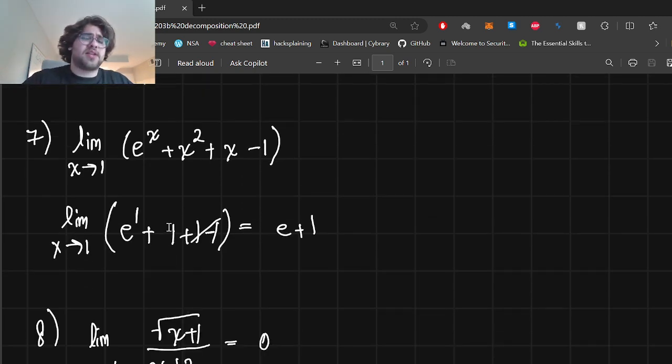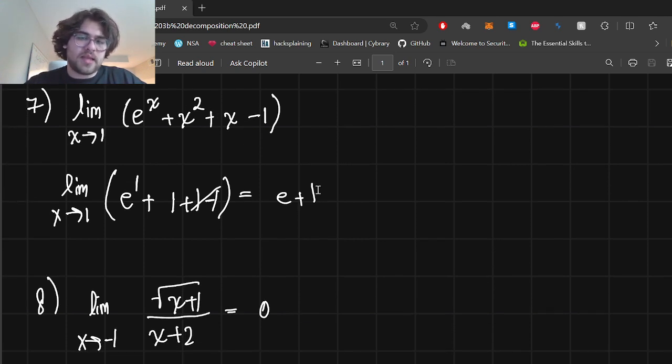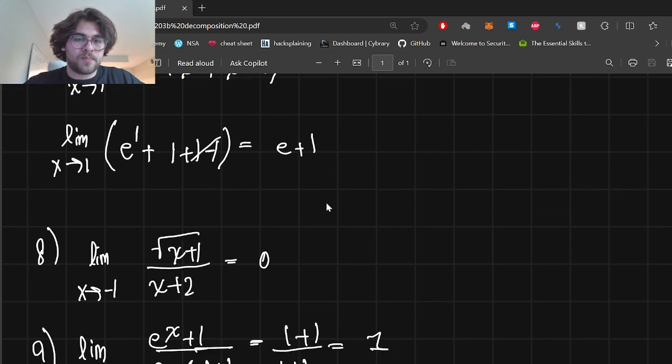The seventh question is to find the following limits. I use direct substitution. So we plug in 1 to e to the x plus x squared plus x minus 1. I plugged 1 into each single one of them, and I came out with e plus 1. The eighth one is the limit as x approaches negative 1. I also use direct substitution, since the denominator does not equal 0, because negative 1 plus 2 is 1. So it's 0 over 1, which is equal to 0.